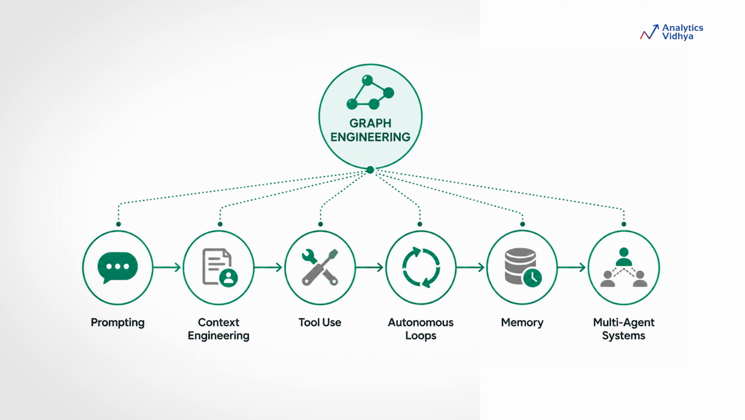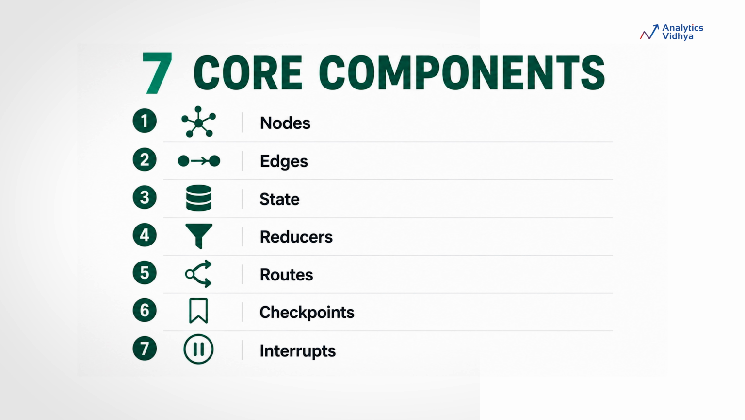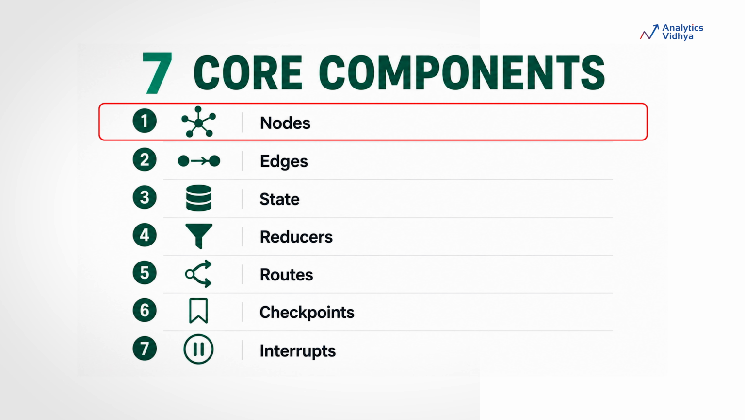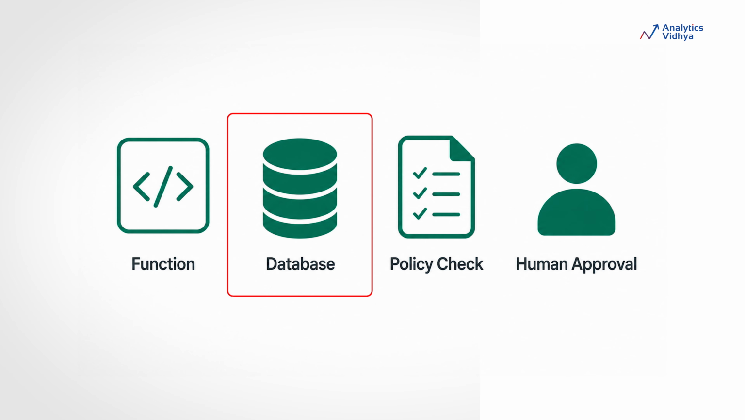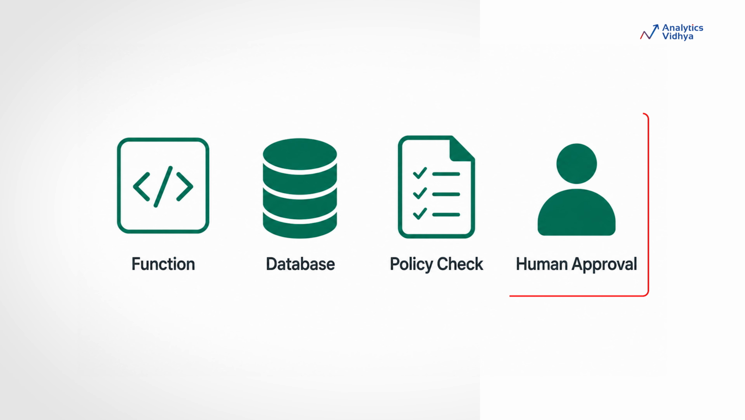Let's define the actual vocabulary, because we will be using it for the rest of the video. There are 7 pieces here and they are built on each other, so stick with me in order. Nodes are the bounded unit of work. A node doesn't have to be an LLM. It can be a Python function, a database query, a policy check, or a human approval request. One important point: business logic stays deterministic code. Bring in the model only where semantic judgment is genuinely needed.